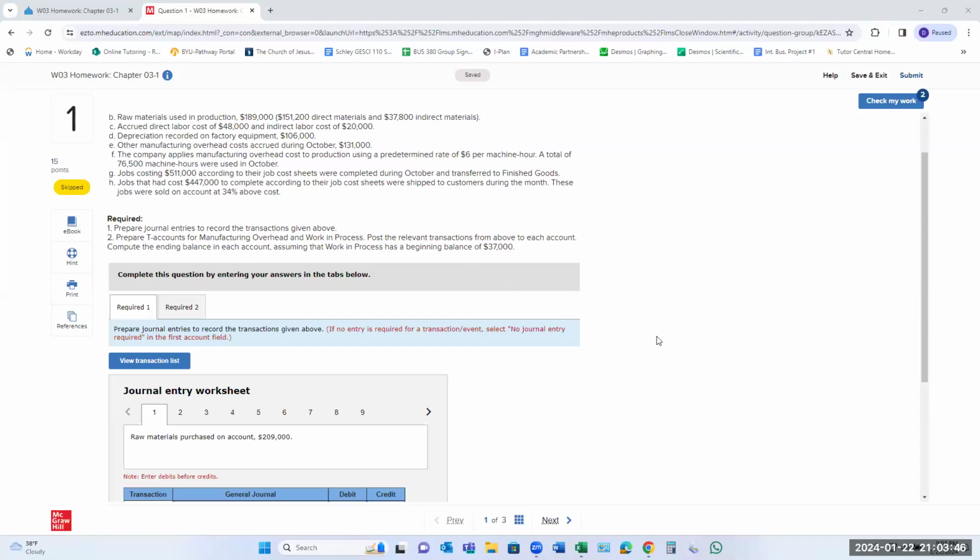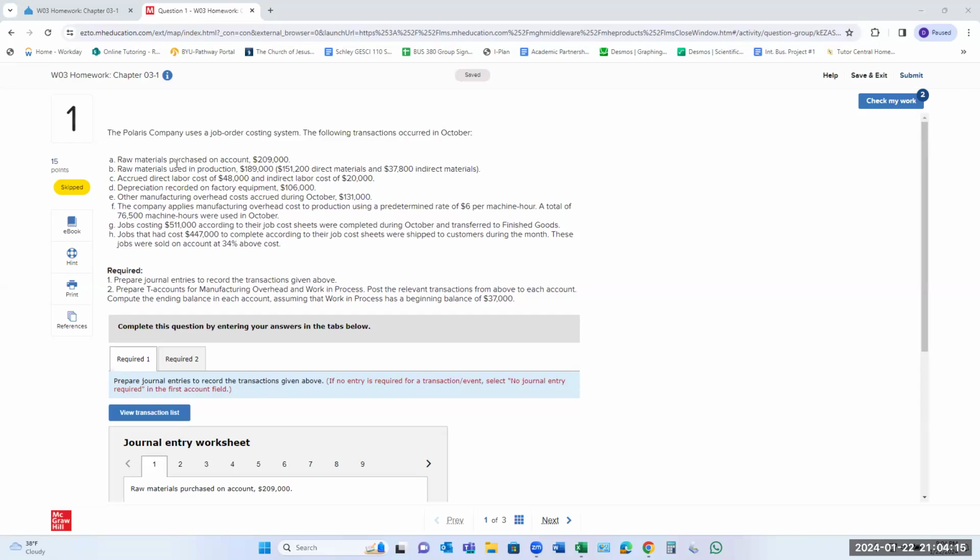This is going to be a homework walkthrough for chapter 3-1. Normally I show you an Excel document that I have created, which in this case I have, but I kind of want to walk you through how to enter this into the McGraw-Hill book, because this is the first time you've probably come across how to enter things into a general journal.